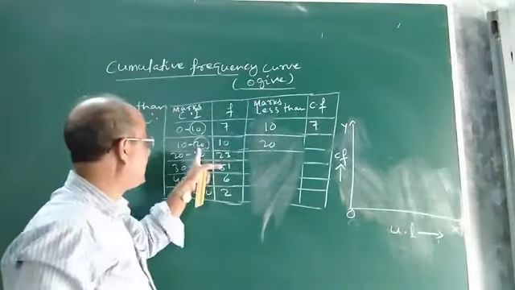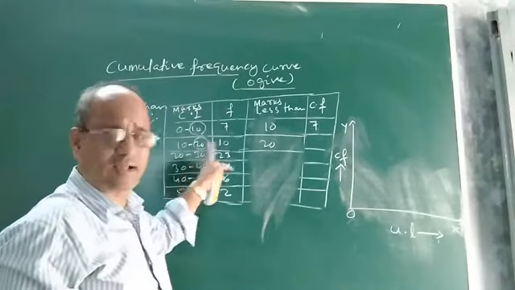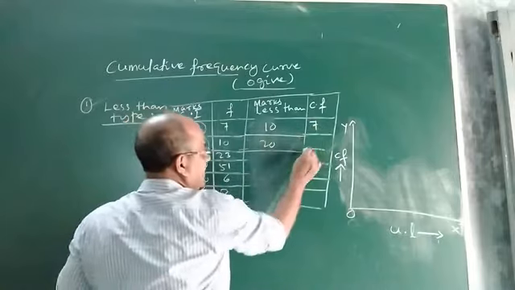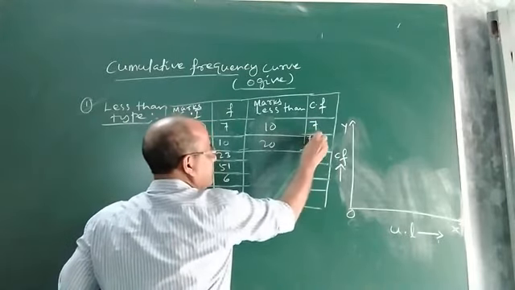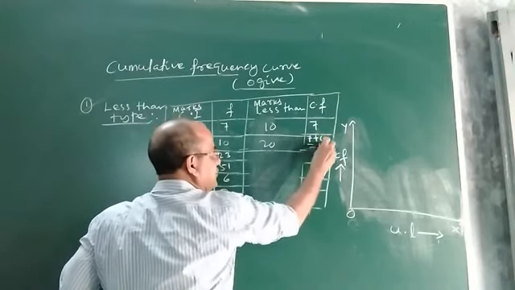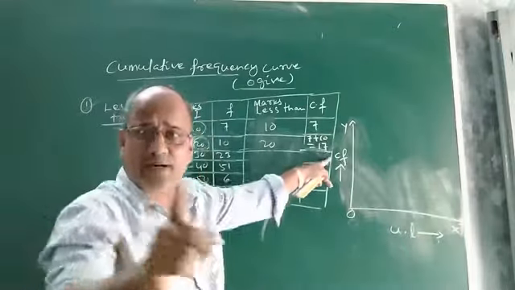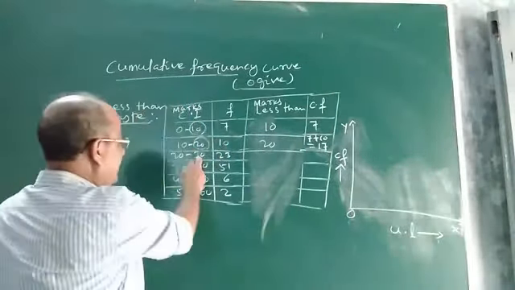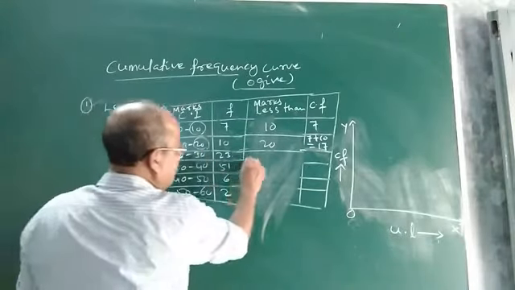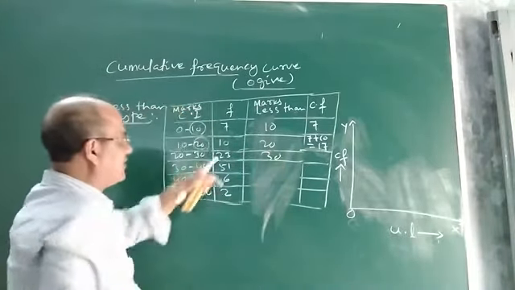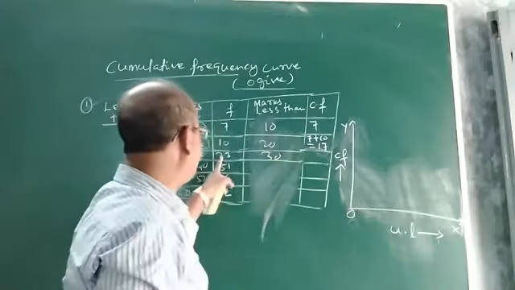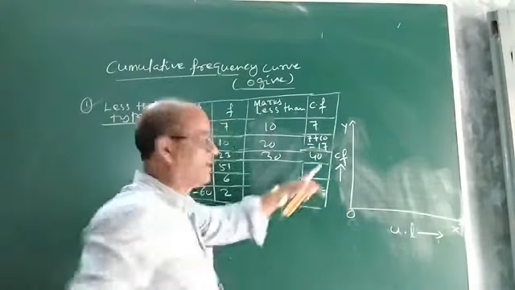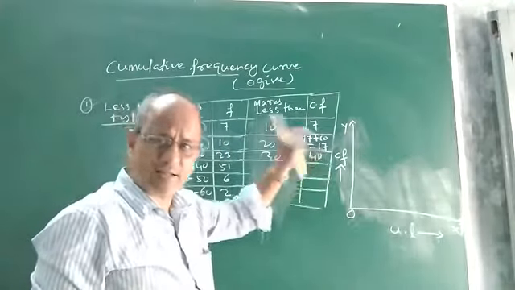Okay. Now less than 20 marks. How many students? Definitely 7 plus 10, that is 17. That means 17 students have scored less than 20 marks. Okay. Now less than 30, that is 20 to 30. Less than 30, how many students? Definitely 17 plus 23, this frequency. It is 40. 40 students have got less than 30 marks.